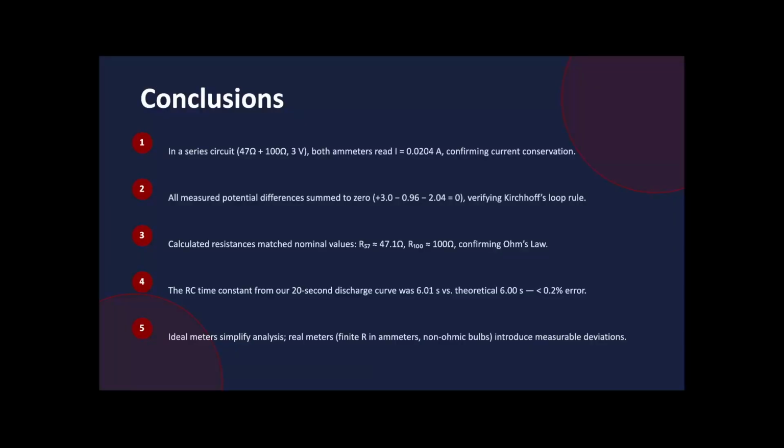To summarize, both ammeters in the series circuit read 20.4 milliamps, confirming conservation. All measured potential differences summed to 0, verifying Kirchhoff's loop rule. Ohm's law checks gave resistances matching nominal values within measurement precision, and the RC time constant from our discharge data was 6.01 seconds, a 0.15% match to the theoretical 6 seconds flat. The CCK simulation confirmed our predictions, using ideal components, eliminating the complications that real lab equipment would introduce.